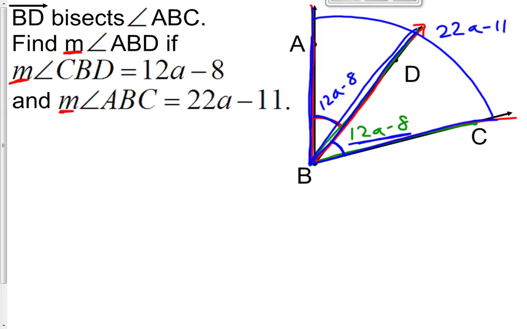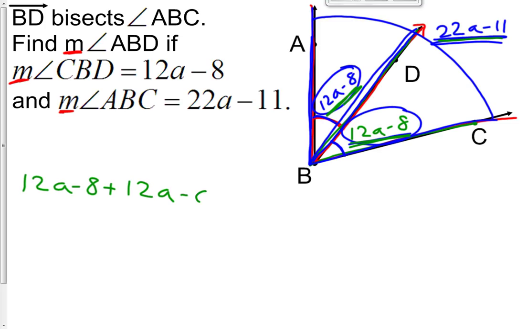And now, these two congruent angles, when you add them up, equal the whole angle. It's kind of like the segment addition postulate, where one segment plus another segment equals the whole segment. Here's the angle addition postulate. One angle plus the other angle equals the total angle. So 12A minus 8 plus the other part of the angle, which is also 12A minus 8, equals the total angle of 22A minus 11. The two parts add up to make the whole.